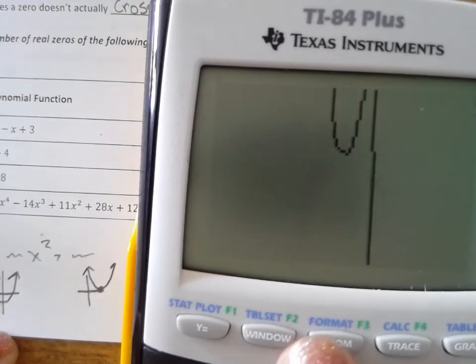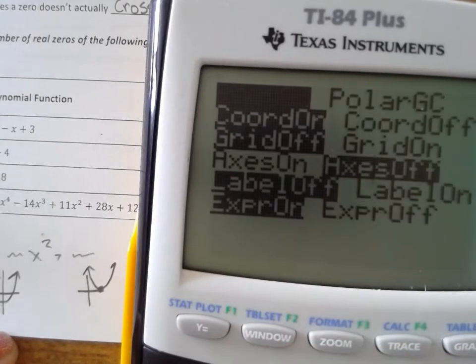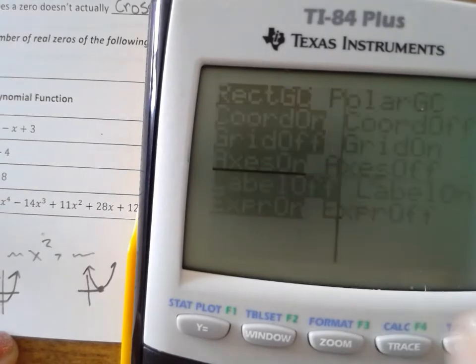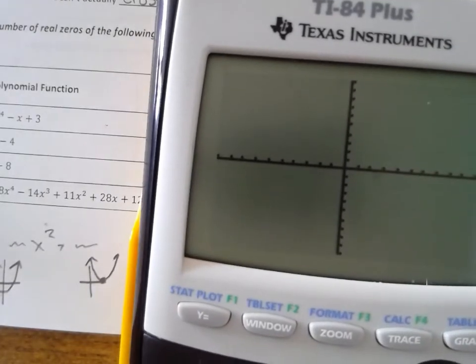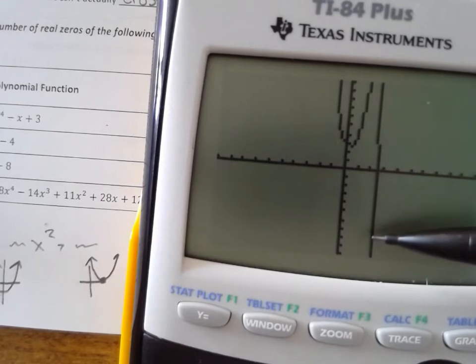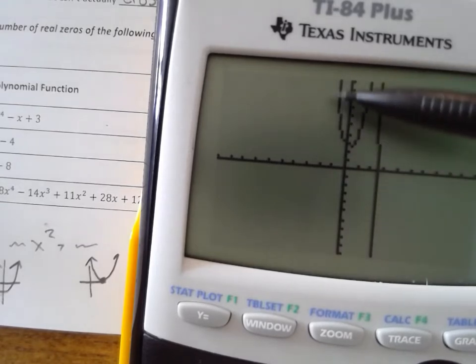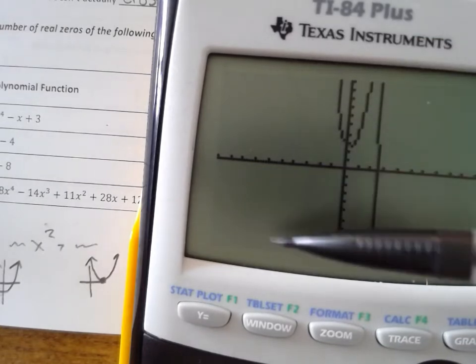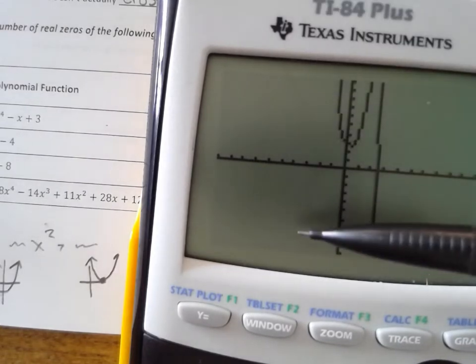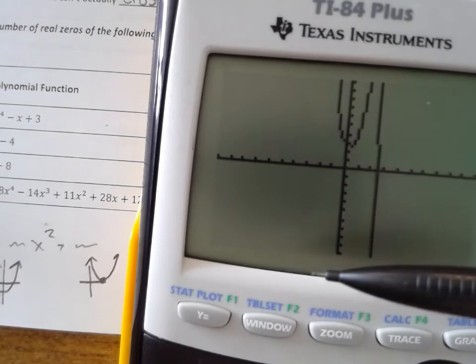And I'm going to go turn my axes back on. Okay. So here we go. Let's just think through this really quickly. It can have a maximum of 5 times touching the x-axis, but we've got 1, 2, 3, and then it's supposed to go back up. If it went back down, I think we'd see it here, right? We can zoom out and see that it never comes back down again.